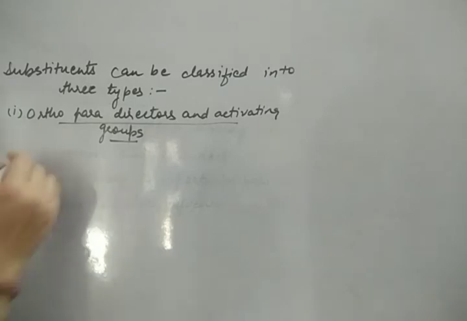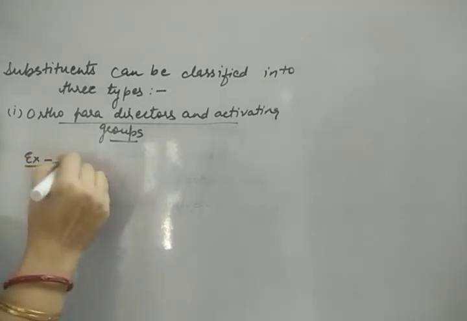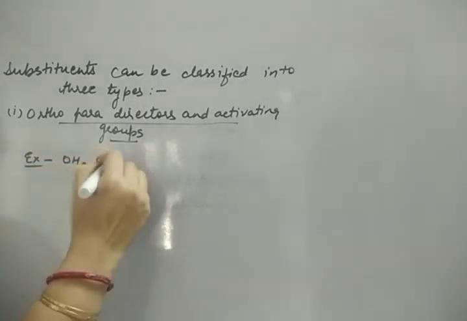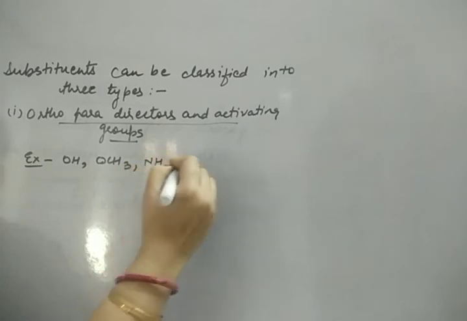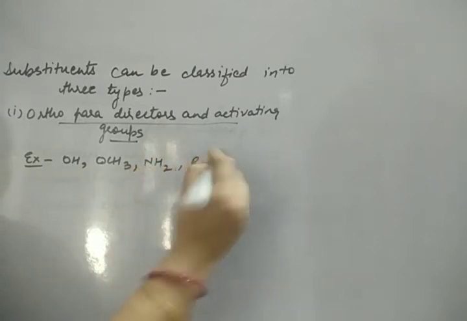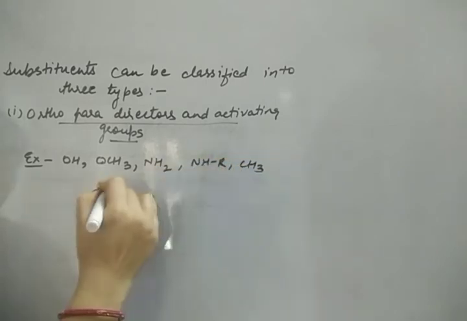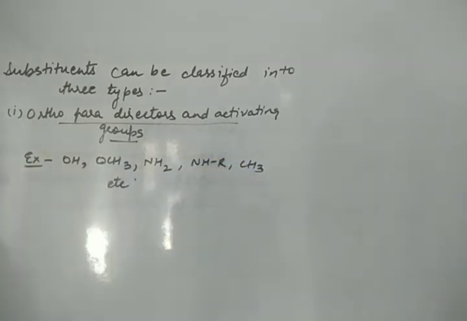Okay, so the examples are alcohol group, OCH3 group, then we have NH2 group, we have RNH group, or we can write NHR group, we have CH3 group, etc. These are ortho-para directors and these are activating groups. So what they do, they direct the incoming group to ortho and para positions, plus they also donate the electrons to the benzene ring.